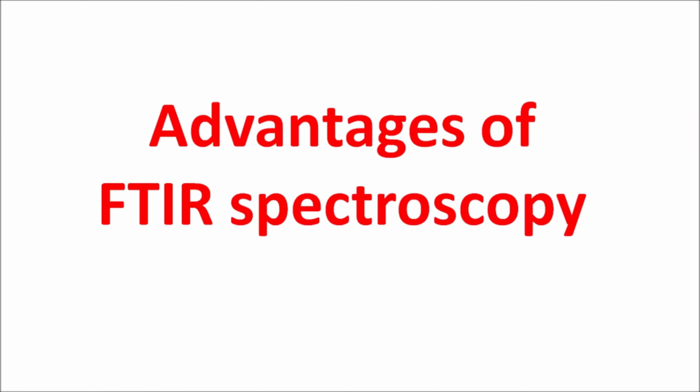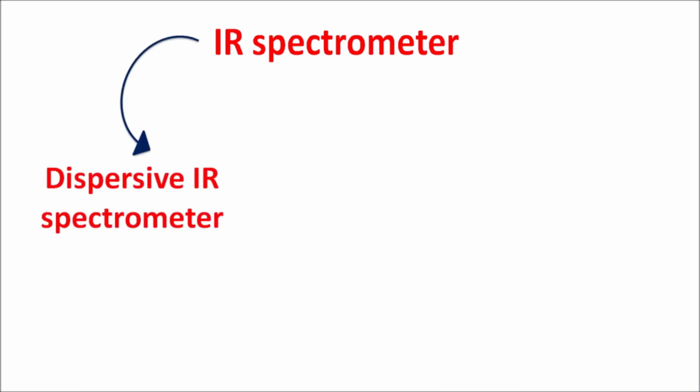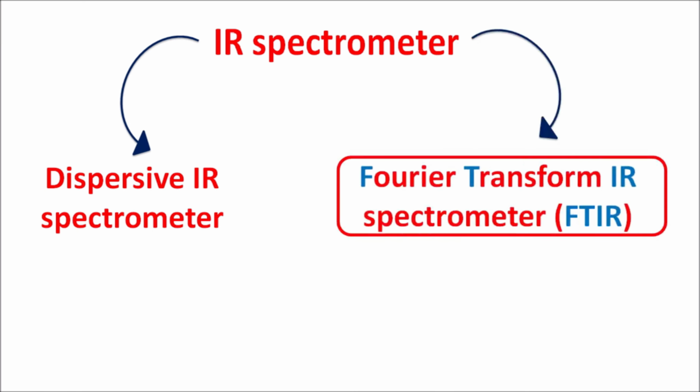Hi everyone. In this video today we will discuss advantages of FTIR spectroscopy. IR spectrometers can be divided mainly into two categories. The first one is the dispersive IR spectrometer, where we are going to use a source and monochromator. And second type of IR spectrometer is the Fourier transform IR spectrometer, commonly known as FTIR.